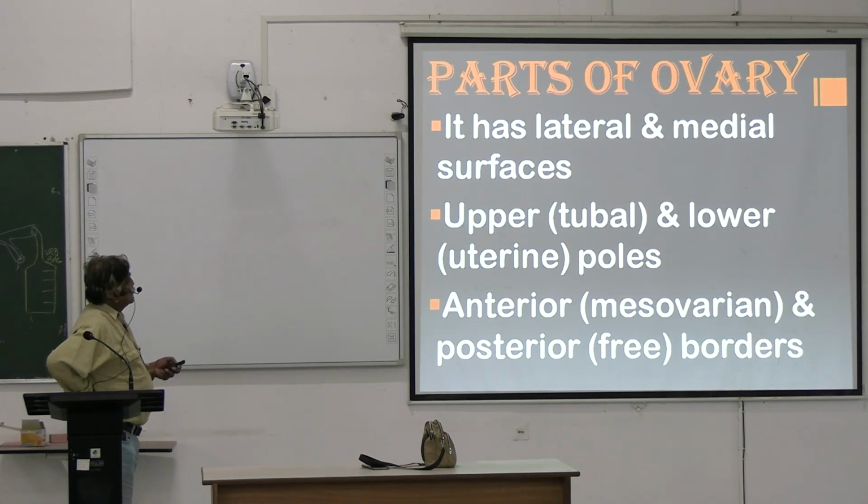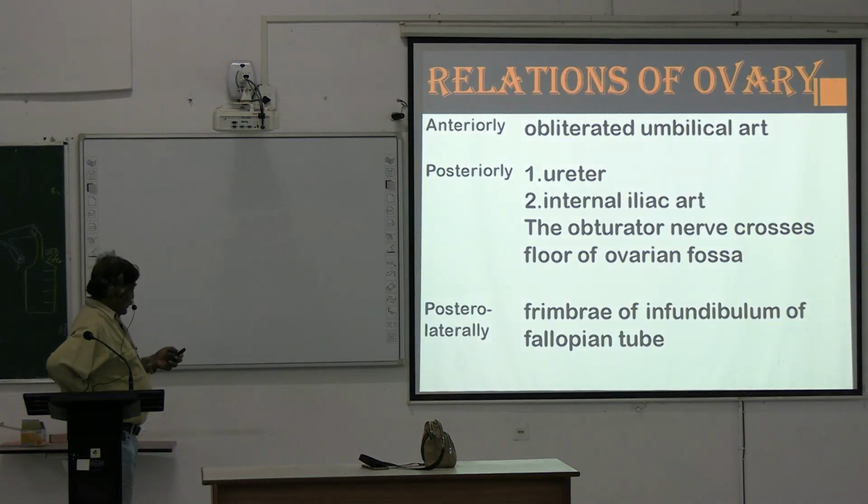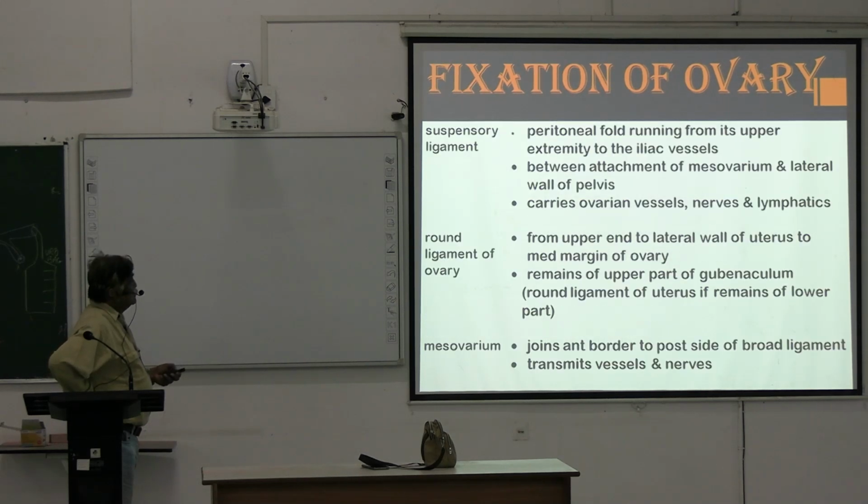Parts of the ovary: it has a lateral and medial surface, upper tubal and lower uterine poles, and an anterior mesovarian and posterior free border. The relations of the ovary: anteriorly the obliterated umbilical artery, posteriorly the ureter and internal iliac artery. The obturator nerve crosses the floor of the ovarian fossa, and posterolaterally are the fimbriae of the infundibulum of the fallopian tube. Now the suspensory ligament of the ovary, the round ligament of the ovary, and the mesovarium.